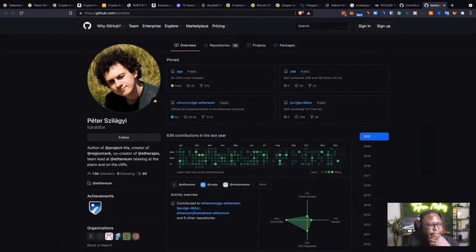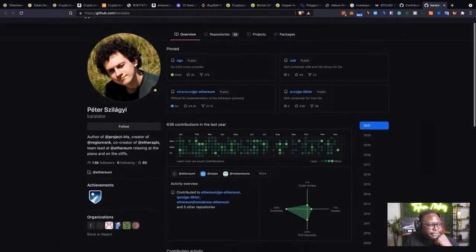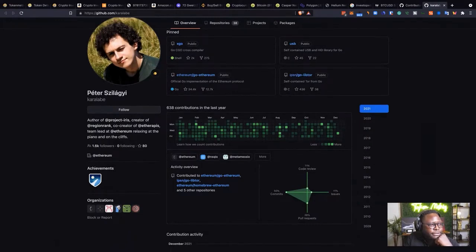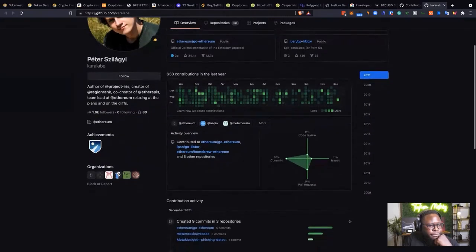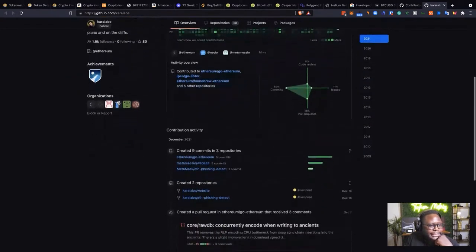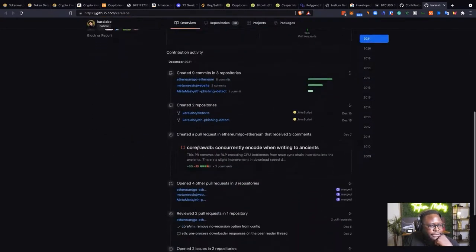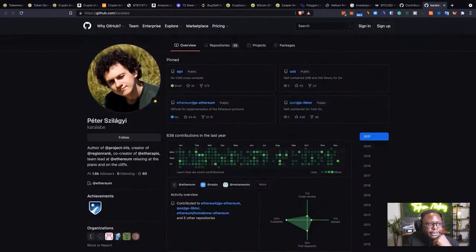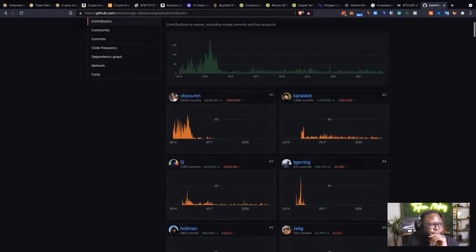Then same thing here. Okay, so looking at this guy Peter, he is pretty active, right? He's had 638 contributions in the last 1 year. So mainly commits, half of them are commits, 28% pull requests, code review, and he's active on Ethereum, as we see here.